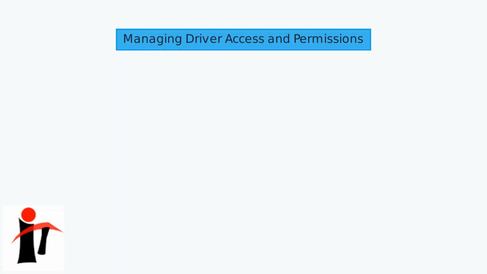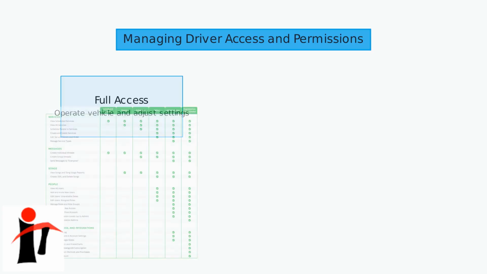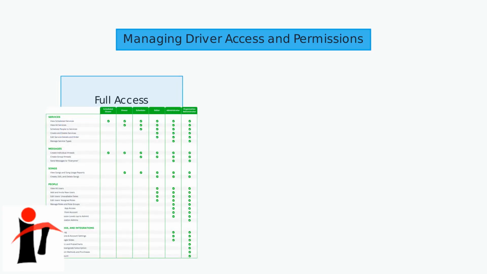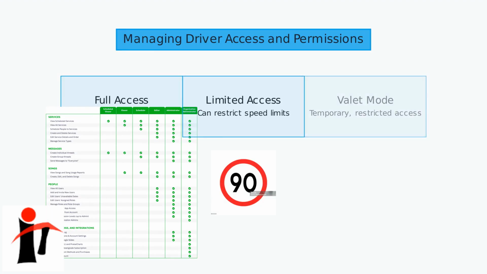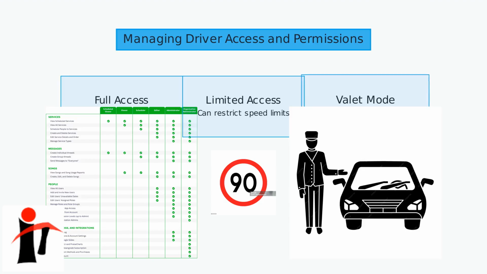As the owner, you can assign different permission levels: full access, limited access, or valet mode. Full access allows the driver to operate the vehicle and adjust settings. Limited access can restrict speed limits. Valet mode provides temporary restricted access. Select the appropriate level for each driver.